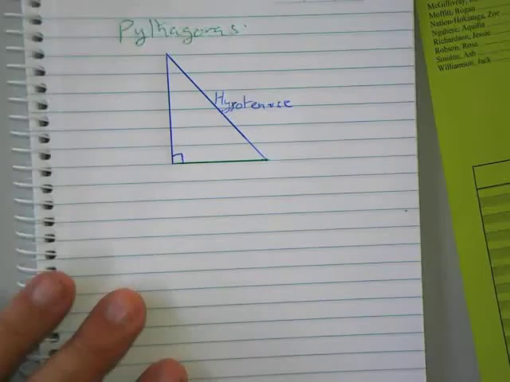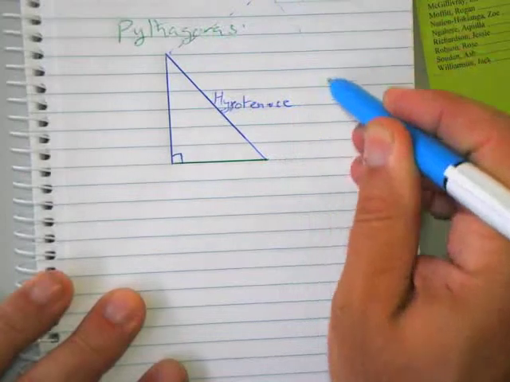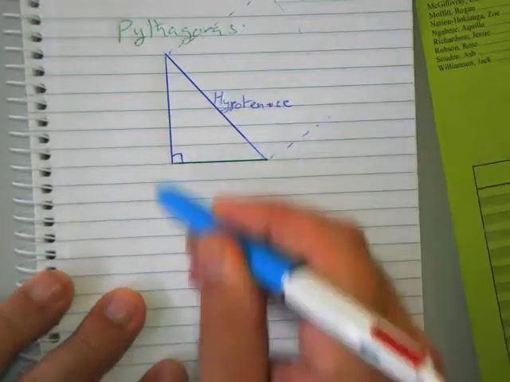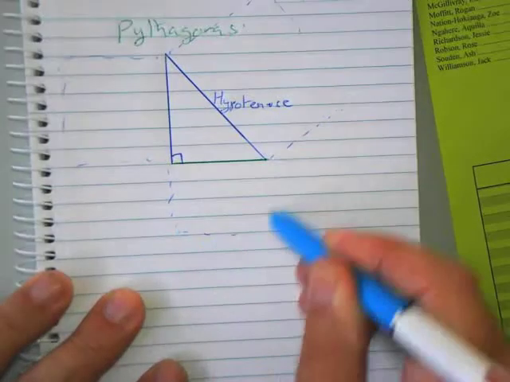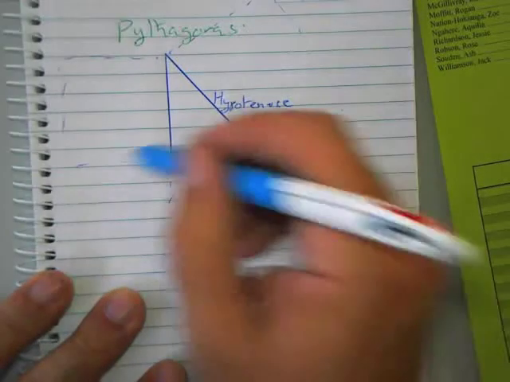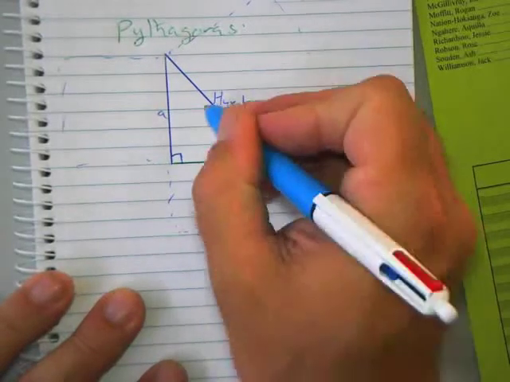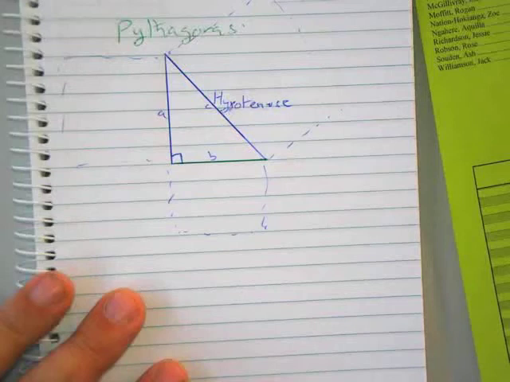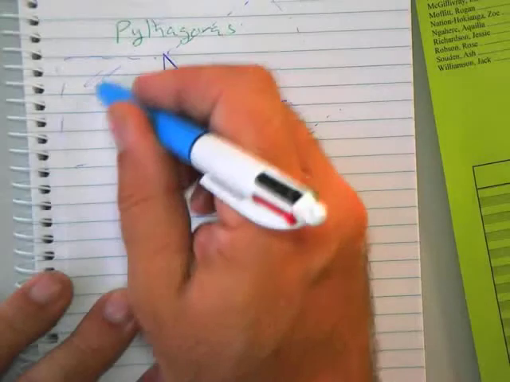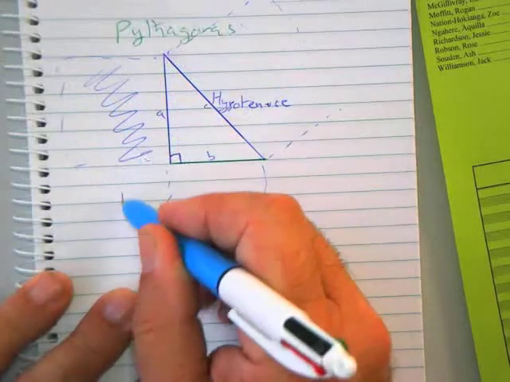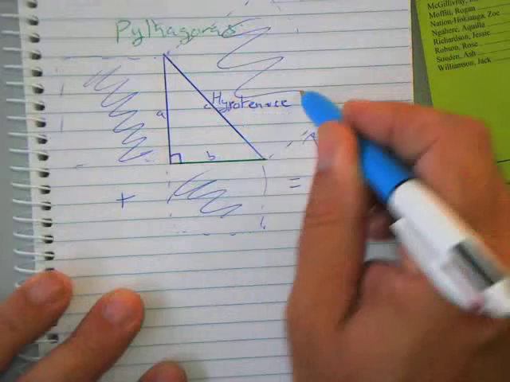Okay, what Pythagoras said was if I draw a square on this hypotenuse here, and I draw a square here, and I draw a square here, then these three squares have an area. Traditionally we call that A, we call that B, we call that C, but you don't have to. And so we say that the area of this square plus the area of this square equals the area of that square. And that's what Pythagoras says.